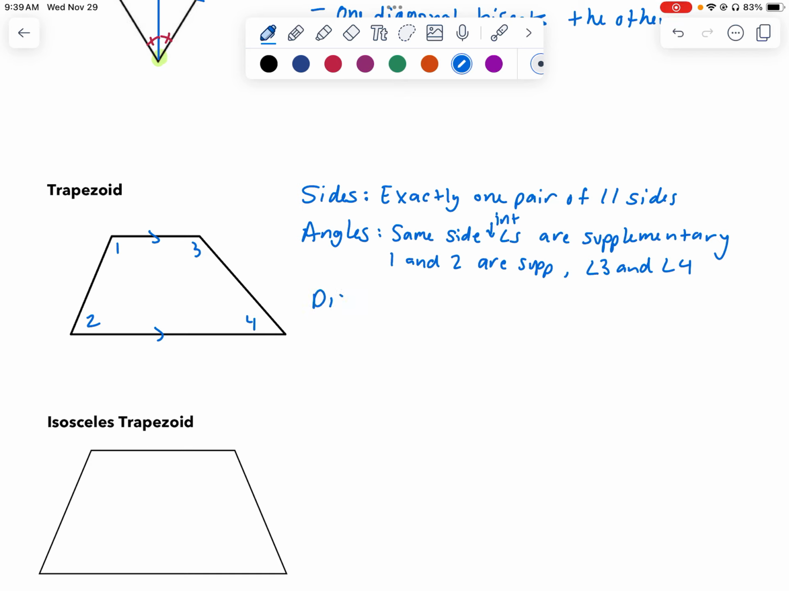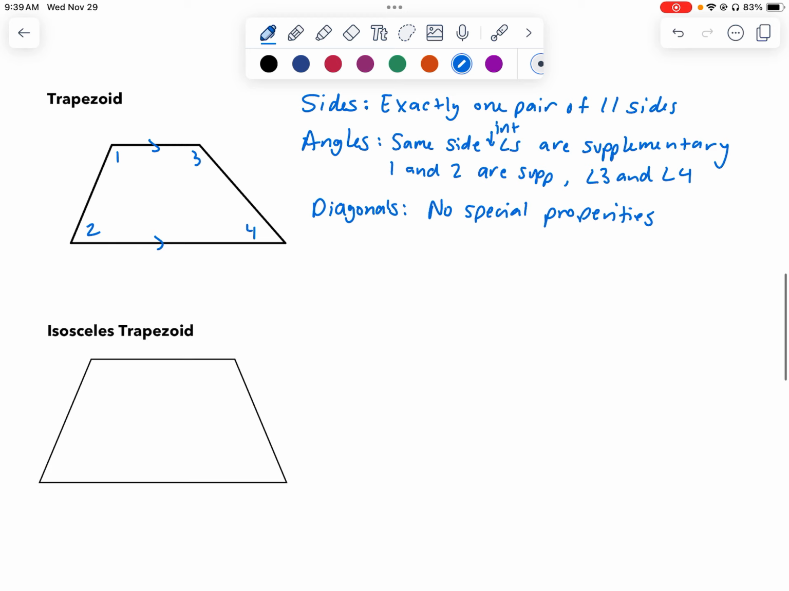As for the diagonals, sadly, we have no special properties. They are not congruent to each other. They do not bisect each other. They do not bisect any angles. There is nothing that is special when it comes to the diagonals of a trapezoid. Okay. However, when it comes to an isosceles trapezoid, we do have a couple of properties.